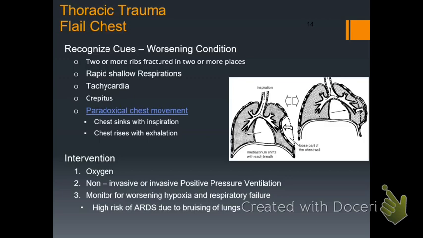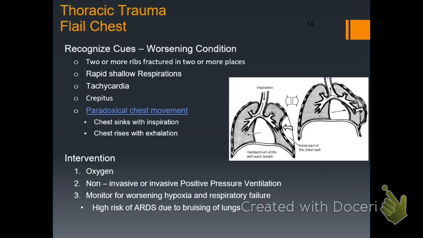You can usually see it visibly when you're doing your ABC assessment. You're like, that's not right. And you ask, is it asymmetrical or is it paradoxical? Asymmetrical means one side rises, the other side doesn't do anything. So your chest is rising on the left side, but nothing's happening on the right side. Paradoxical would be the left side rises and the right side sinks in.